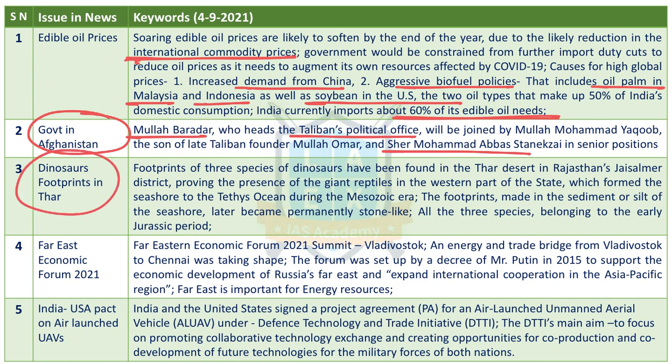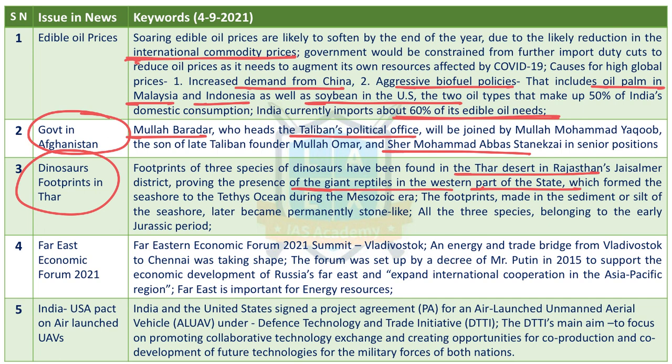Next issue is dinosaur footprints in Thar. Footprints of three major species of dinosaurs were found in the Thar desert in Rajasthan's Jaisalmer. That means this is solid evidence of the presence of giant reptiles in the western part of the Rajasthan state.